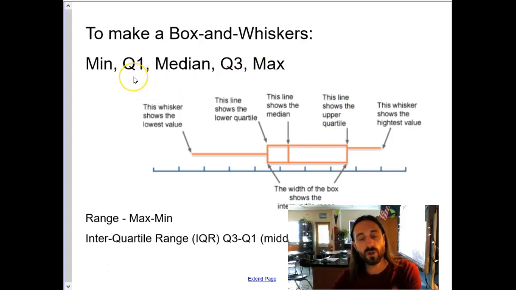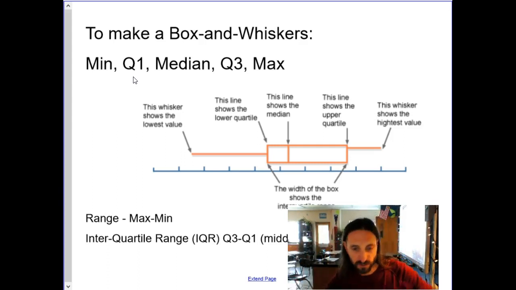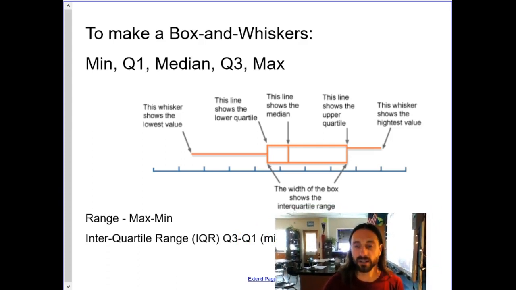Well, Q1 is the median of the lower half of data values, and Q3 is the median of the upper half of data values. Now, you've heard of range before, well, the range being the max minus the min. The interquartile range is the third quartile minus the first quartile. So that's the middle 50% of the data.